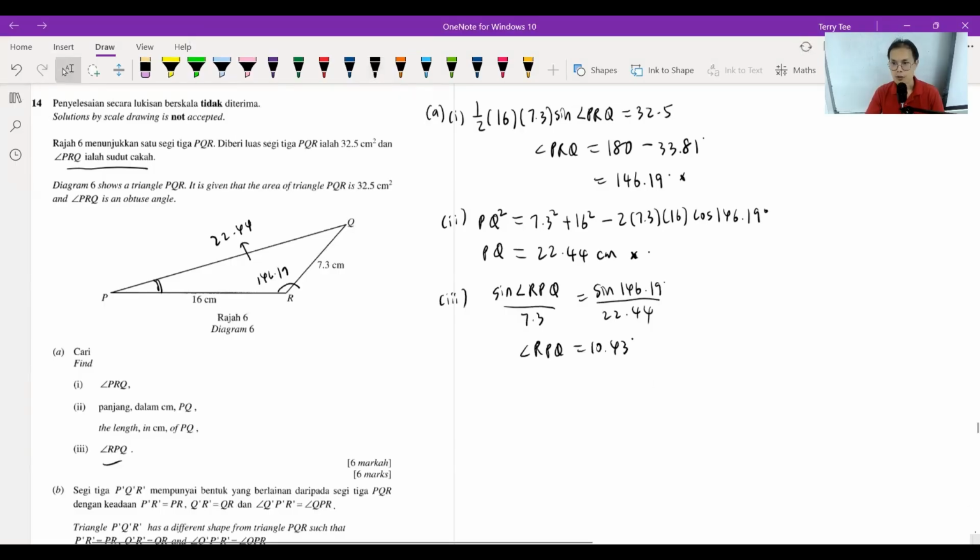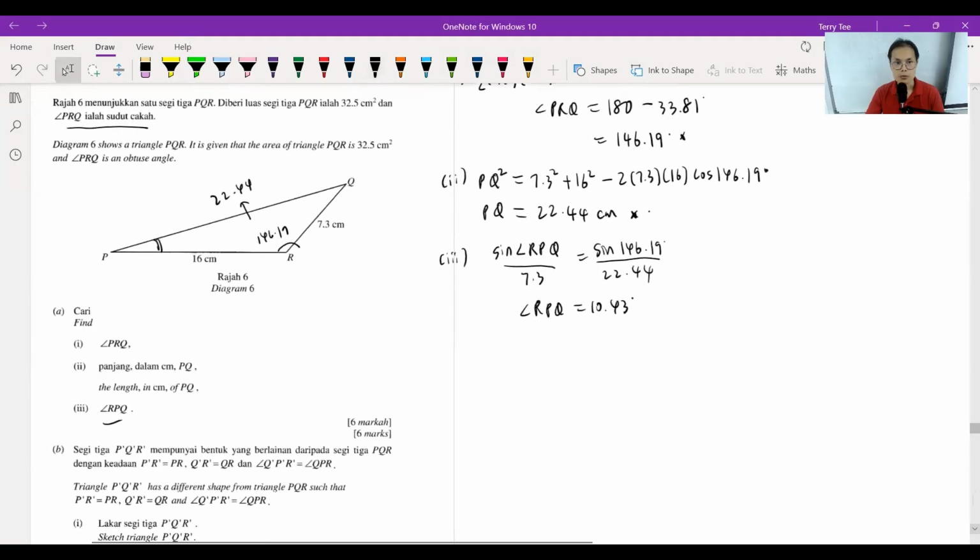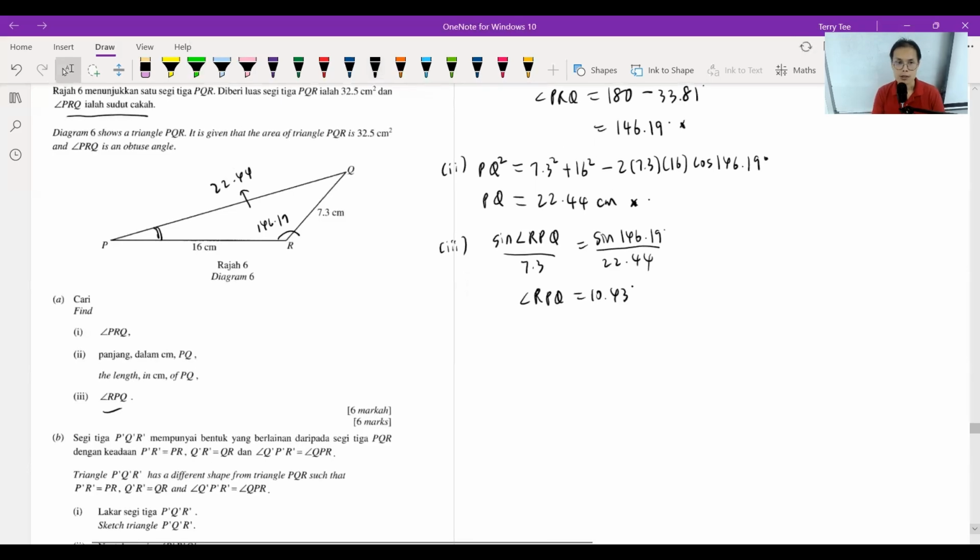Next, let's move on to part B. We are supposed to draw or sketch a different triangle. They say triangle P'Q'R' has a different shape from triangle PQR, with PR, P'R' maintained. I maintain this length. Q'R' equals QR. This is maintained. Angle QPR remains the same. QPR is this angle. So you see, this is a case of ambiguity.